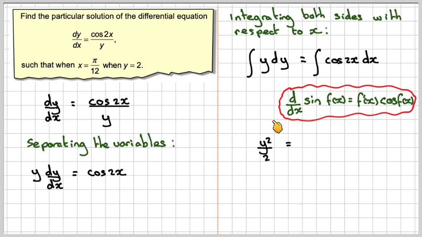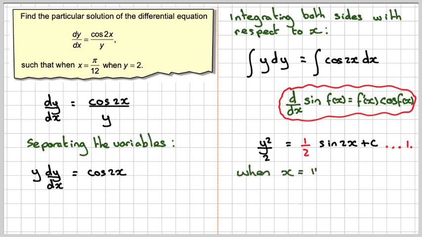But integrating y, we just get y squared over 2 using the power rule. And then if we integrate this side, we're going to have sine 2x, and we're going to have to put a half in front. So if we differentiate, that 2 will come in front, cancel it out, and that will become cos 2x, which is what it was originally, plus our constant. And we'll call that equation 1.